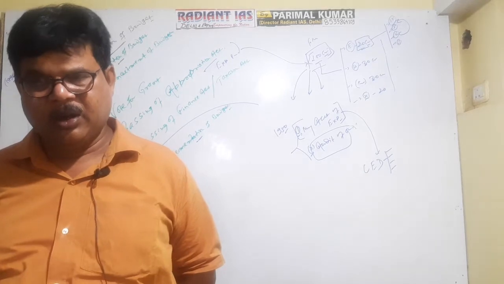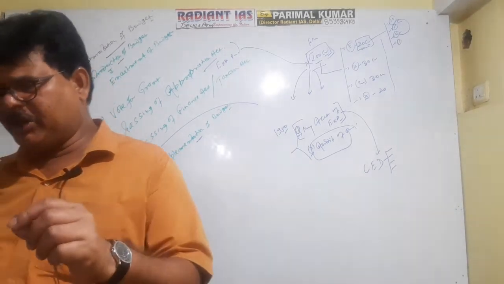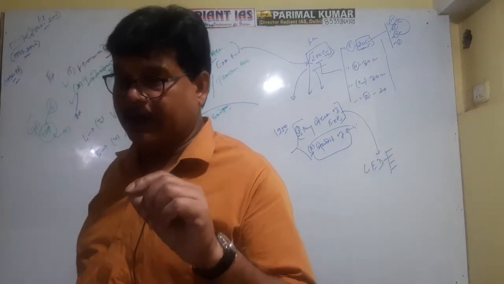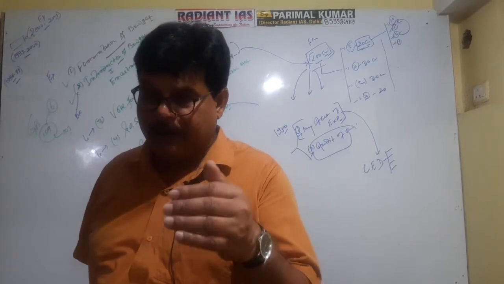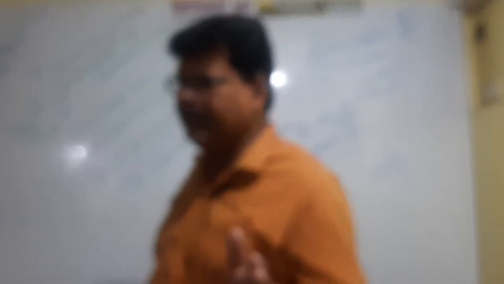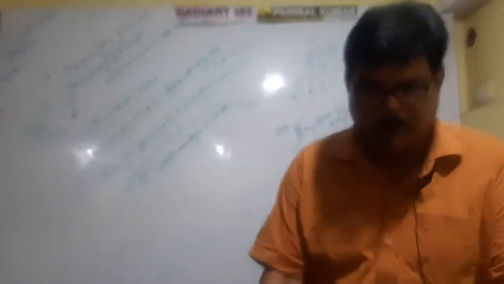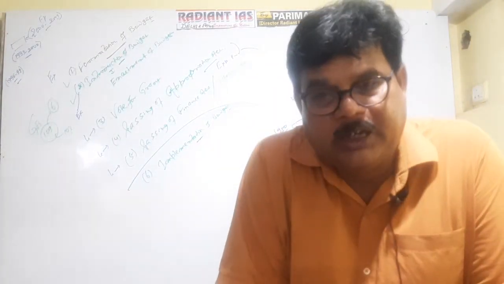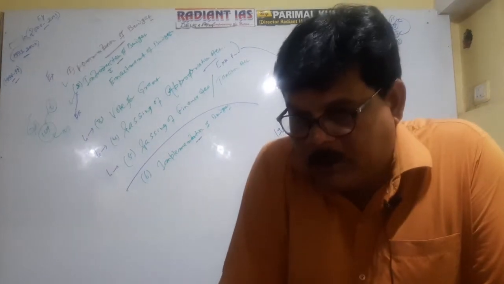It is clear na? Suppose CAG in its audit identifies that the executive diverted the fund, actually the principle laid down in the Appropriation Act was not followed properly, okay, so it is a serious charge on the government or not? It will be a serious charge.